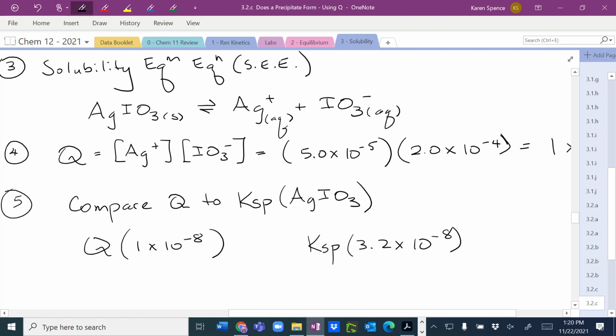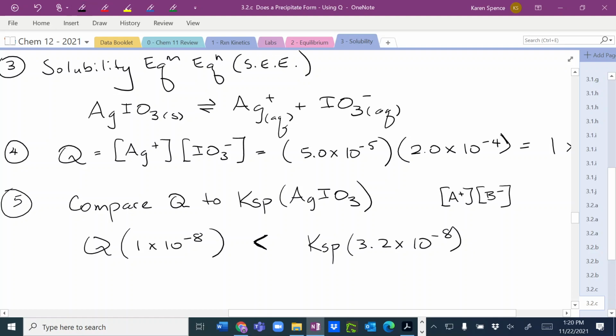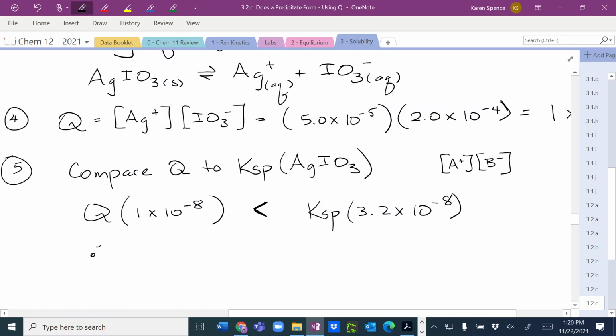So is Q bigger than Ksp or less than Ksp? It is smaller than Ksp. And remember, this Q and Ksp are both ion products. They are both concentration of A times concentration of B. So my ion concentrations, are they too small or are they too big? Too small.